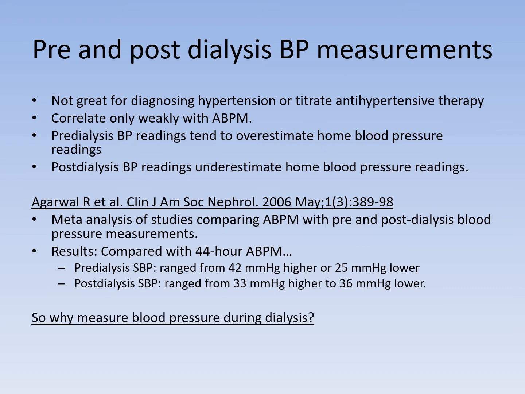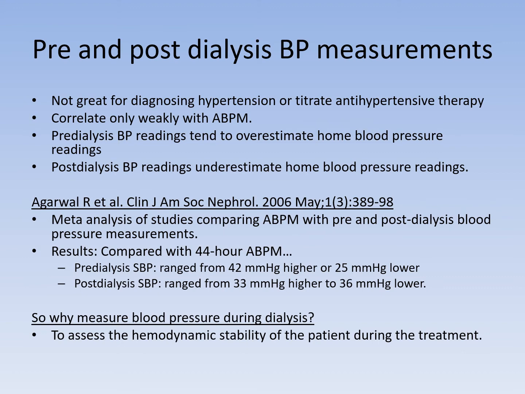So they're really all over the place, and don't correlate well with the ambulatory blood pressure monitoring, which again is the gold standard. So why in the world do we bother to measure blood pressure during dialysis if they don't predict clinical outcomes and they don't correlate well with someone's average blood pressure during the interdialytic period? We do it for one reason, to assess the hemodynamic stability of the patient during treatment. So we are not doing it to measure their blood pressure or to estimate their blood pressure control. It's really for safety reasons during the treatment.